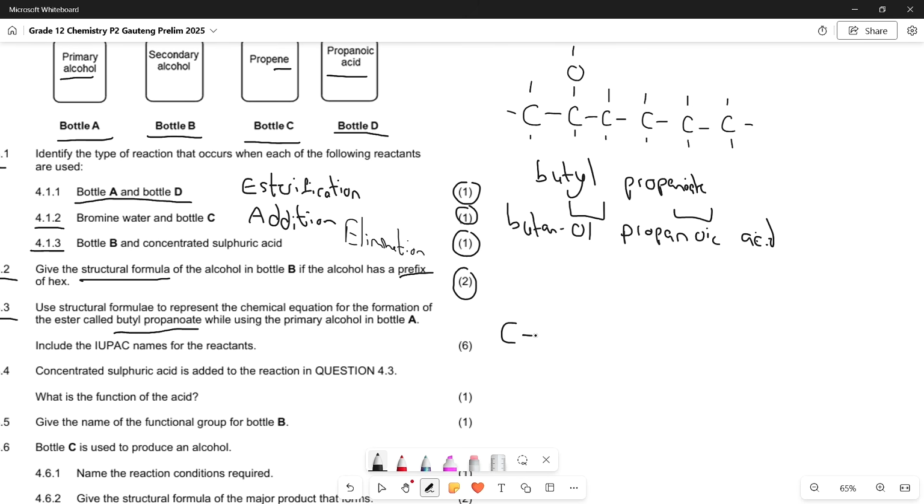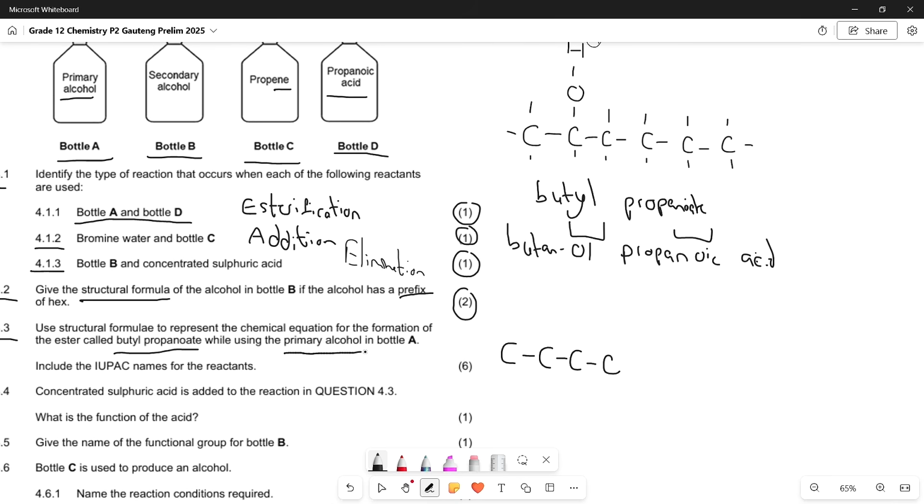So let's start with the alcohol portion. We have meth, eth, prop, but, and then it is the primary alcohol in bottle A, which means that our alcohol will have to be on our first C, so that only one C is attached to the C that the hydroxyl group is attached to. So we have this guy over here, OH, like there. Doesn't matter whether it's drawn here or down as well, as long as it's on the first C. This is going to be reacting with propanoic acid.